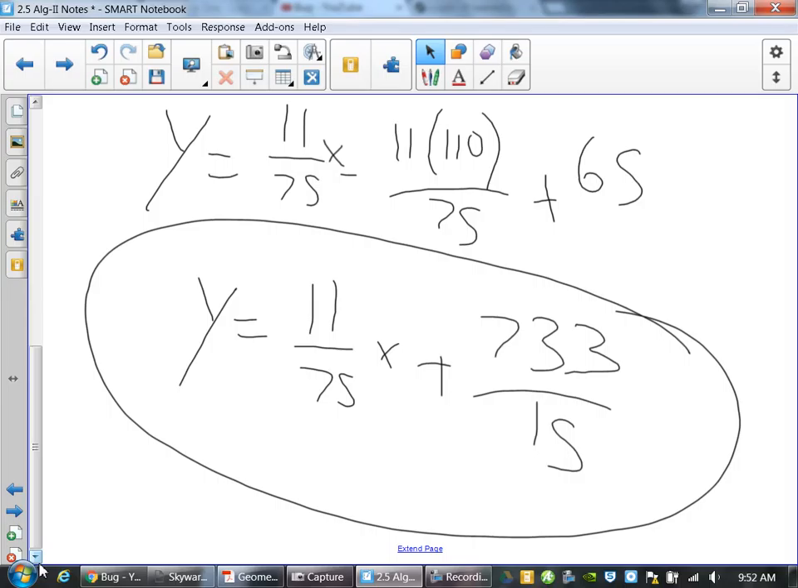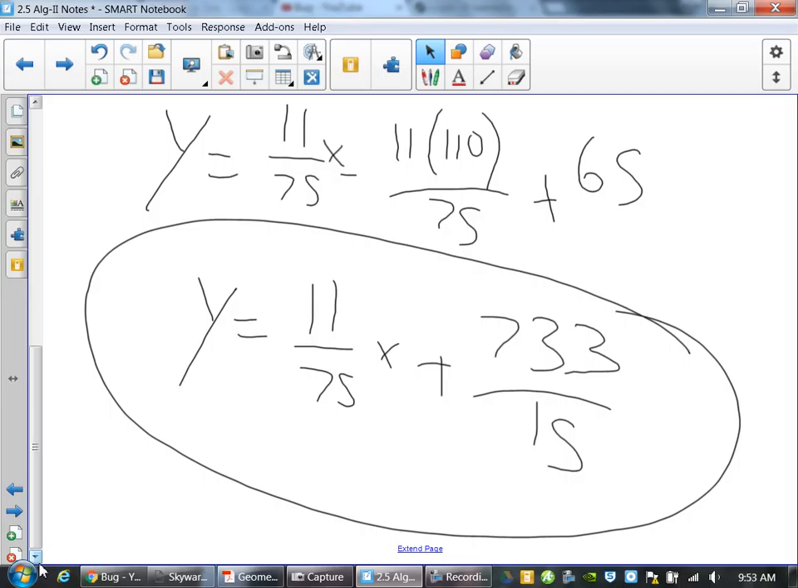Let's do Noah. What do you got? 170. So we have to go back to 11 over 75 times 170, add to it 733 over 15. 73.8 inches. I don't think you're 6'1". I'm not 6'1". You're a bit of an outlier. So this might be skewed more towards the tall people.